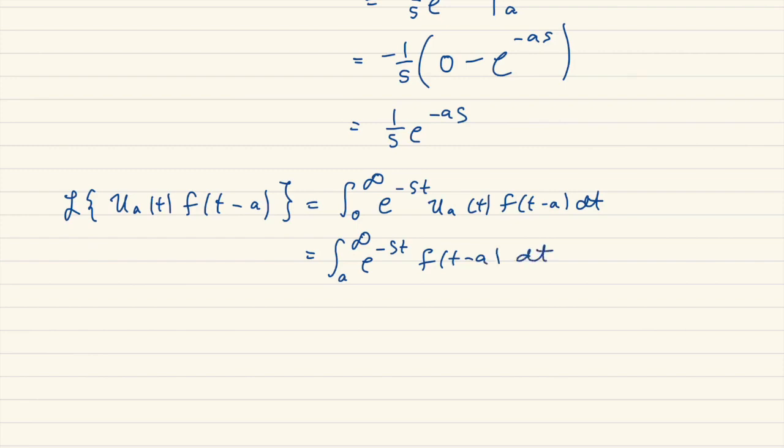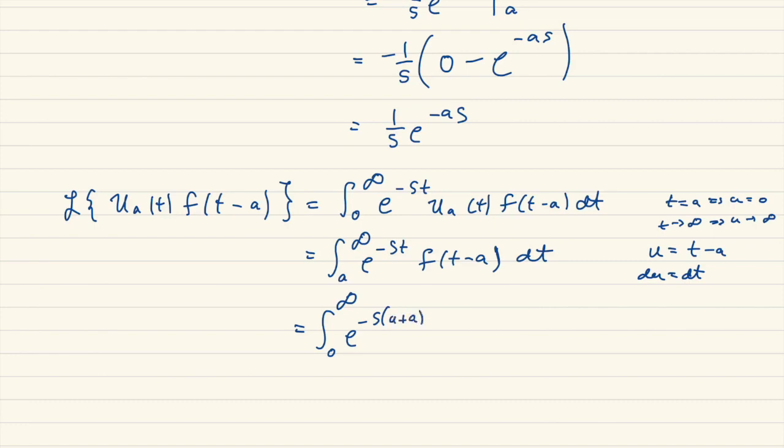So this is going to be the integral from a to infinity of e to the negative st, f of t minus a. From here we can substitute u is t minus a. That makes du equal dt. And let's think about our bounds. If t goes from a to infinity, then u is going to go from 0 to infinity. And let's see, t is going to be u plus a. So this is e to the negative s, u plus a, f of u du.